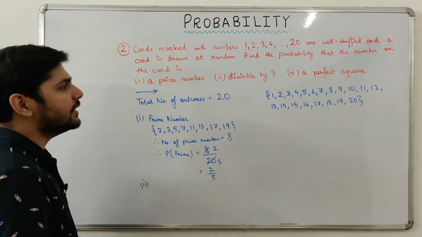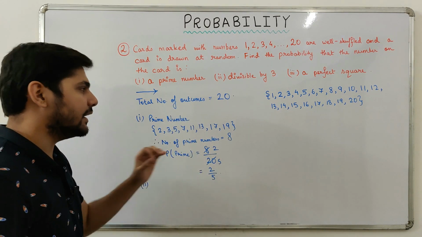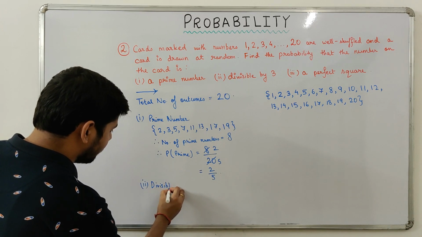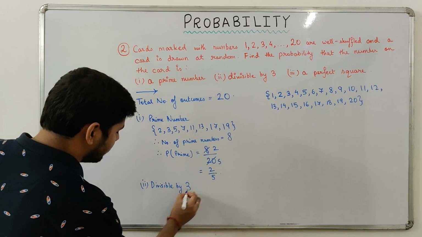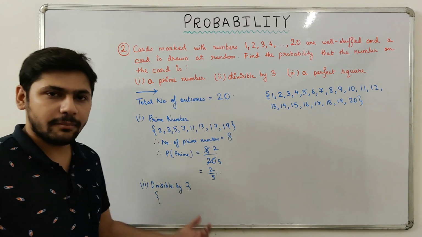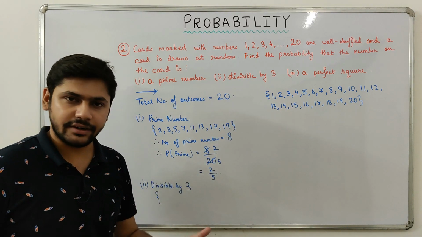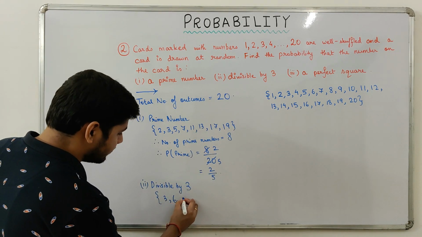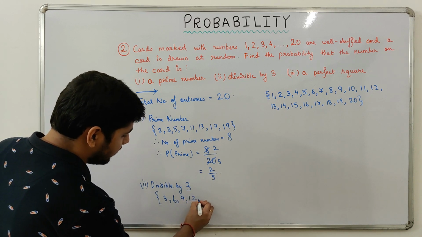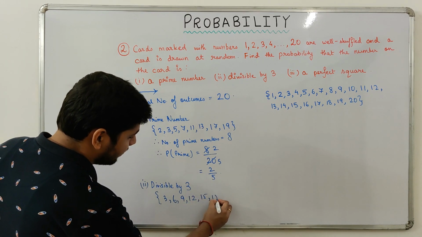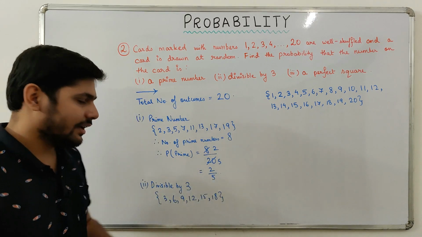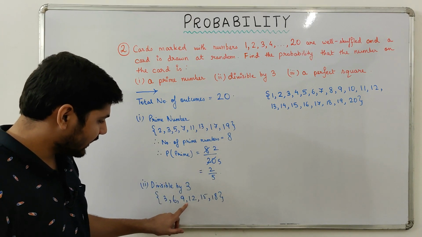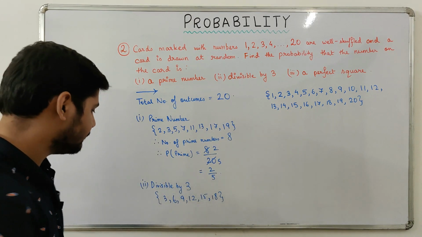which is find the probability that the number on the card is divisible by 3. So divisible by 3. Let's find out the numbers between 1 to 20 which are divisible by 3. We have 3 itself, then 6, then 9, then 12, then 15 and 18. So the number of numbers which are divisible by 3 are 1, 2, 3, 4, 5 and 6.